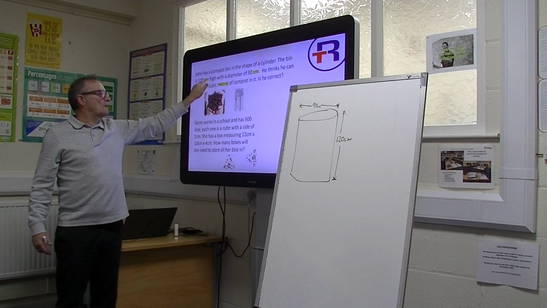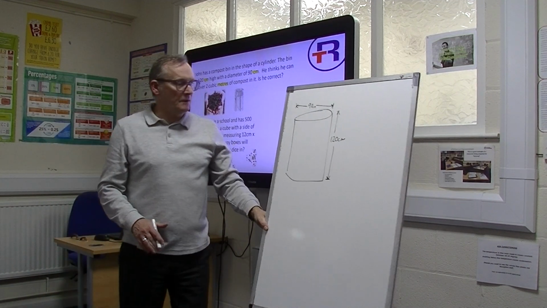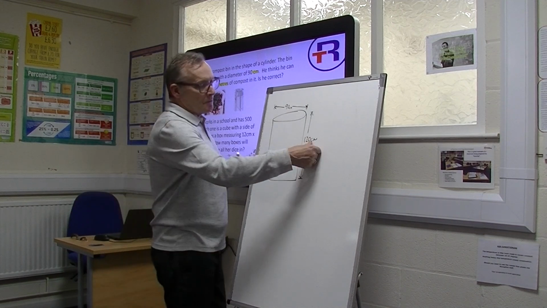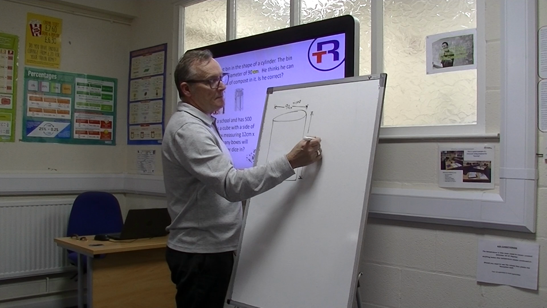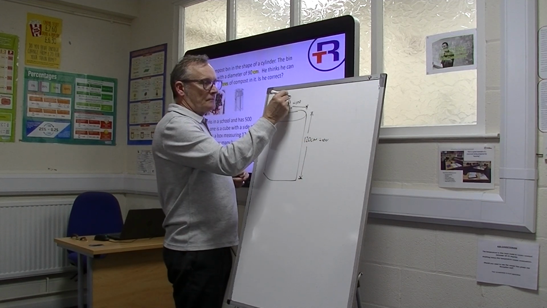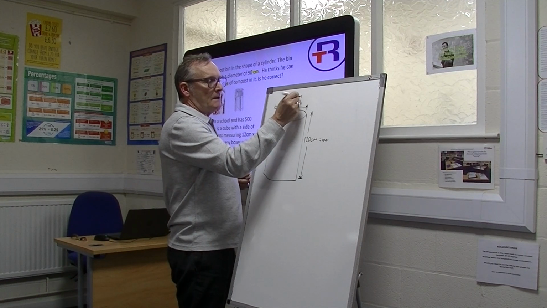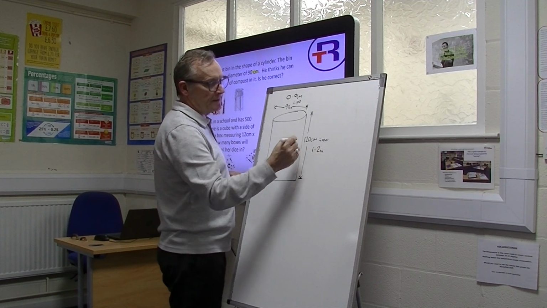We've got the metres and we've got the centimetres. And we can't have them the same. We've got to have them the same, so we can't have them different. So we're going to divide each of these by 100 to make them into metres. So that then becomes 0.9 metres, and this becomes 1.2 metres.